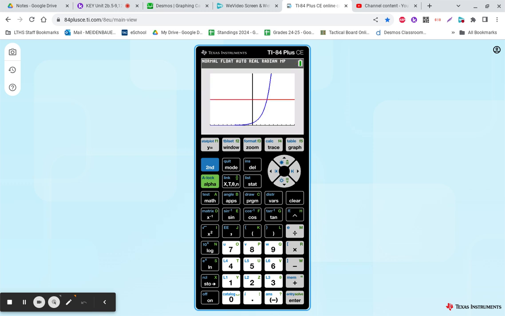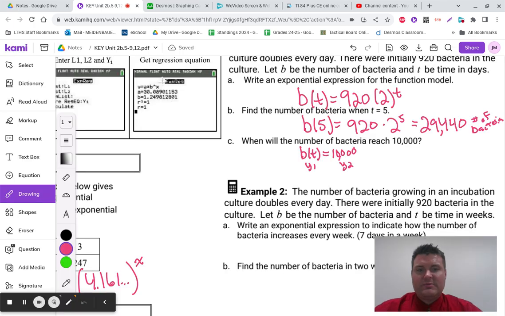I can see the blue, which is my B of T. I can see the red, which is my constant, my 10,000. I hit second trace, which provides the calc menu. Go ahead and go down to intersect. Answer the 3 questions. First curve, hit enter, that's blue. Second curve, that's red, hit enter. Guess, there's only one intersection, so I can guess anywhere I want. And I got my intersection right there at 3.442. So my answer for this one is going to be t equals 3.442 days.